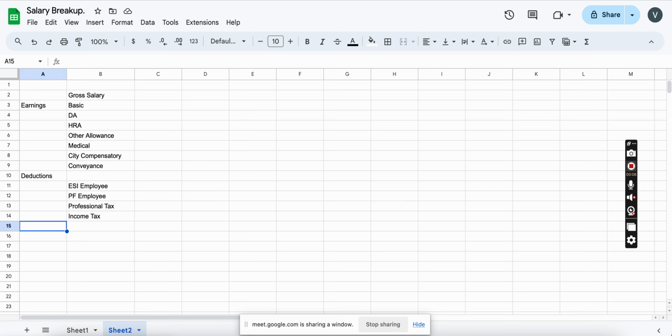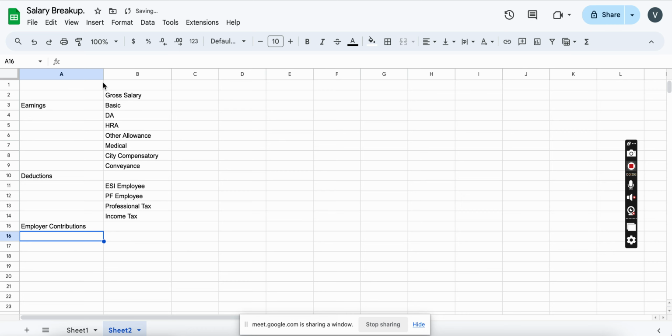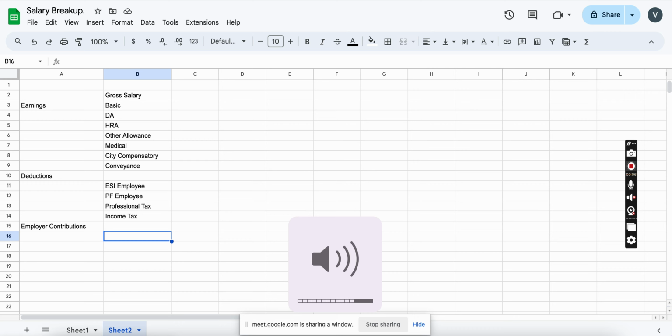Then comes the employer contribution. Now, what I'm showing is the basic one. Basic in the sense this is the core. It can be represented in many other ways, but this is the core. Only in the earnings, apart from other allowances, whatever medical, city, conveyance, it's going to vary from company to company. That I'll explain to you. Now I'll show you the calculation.